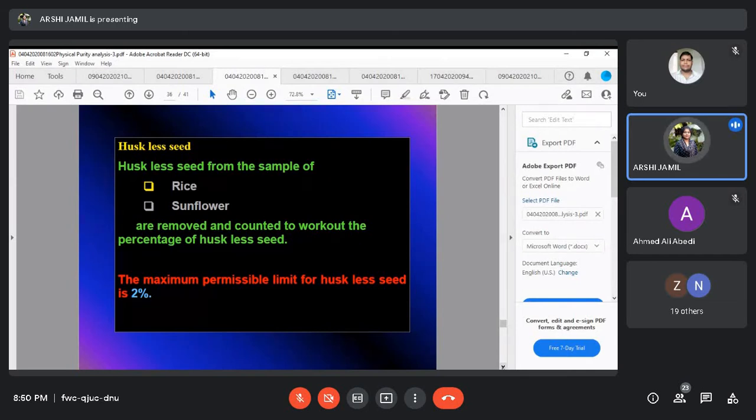Like in rice, if the husk is removed, it is counted to work out the percentage of huskless seeds. For germination, you do not remove the husk, because we use the seed coat and the other things together. So huskless seeds are also removed, and you calculate either its weight or its number. The minimum permissible limit for huskless seeds is 2%.